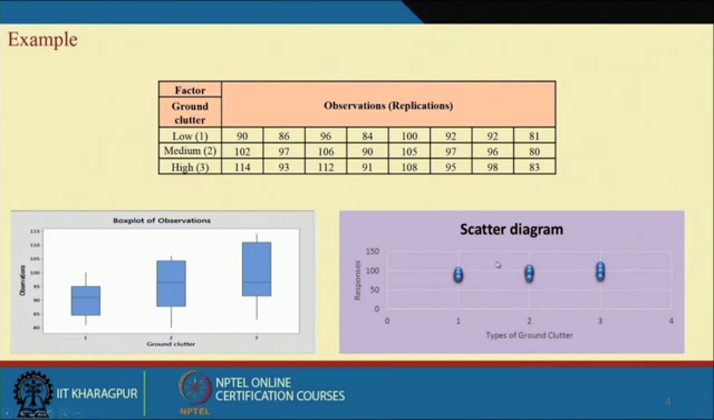On the right hand side, a scatter diagram is shown. This is just to see how the data behaves in terms of the relation between these two variables. A scatter plot is useful to talk about the relation, but again it depends on the response measurement and the scale of the figure. So, from here we are not able to find much difference between the mean levels.